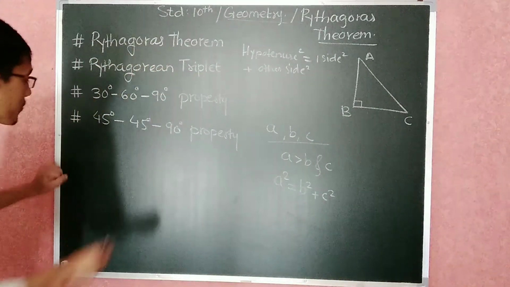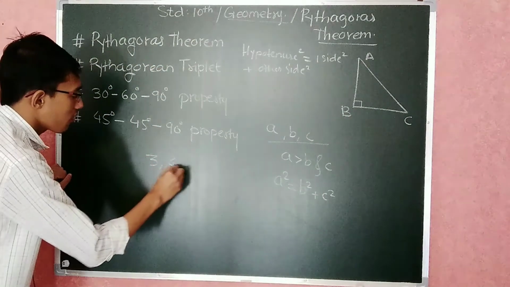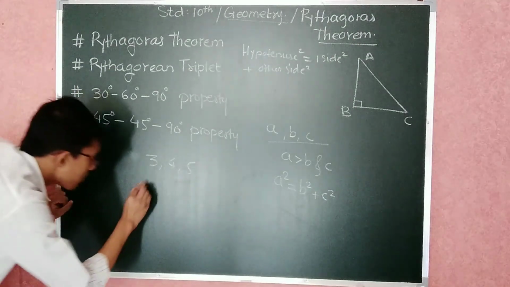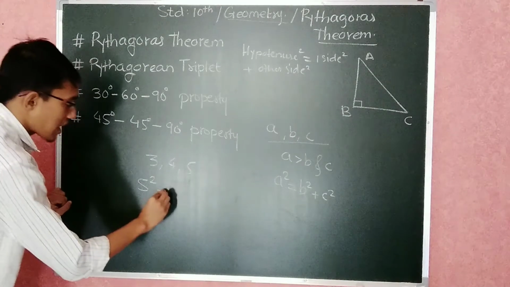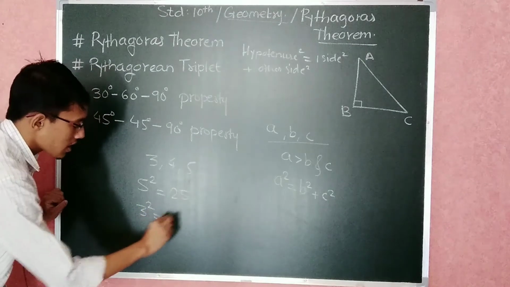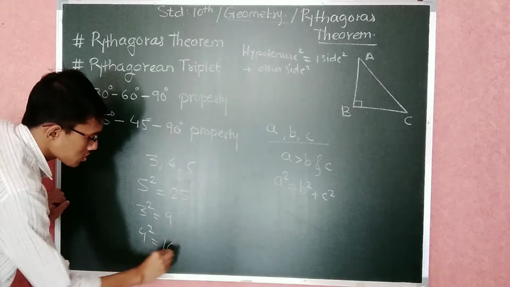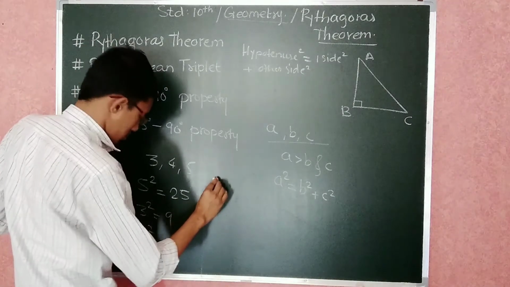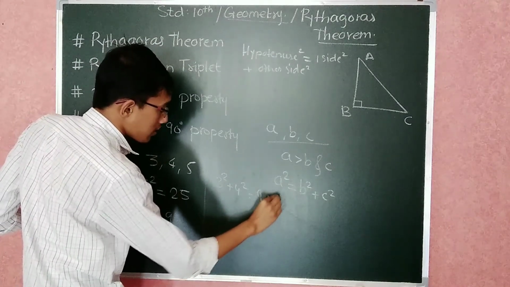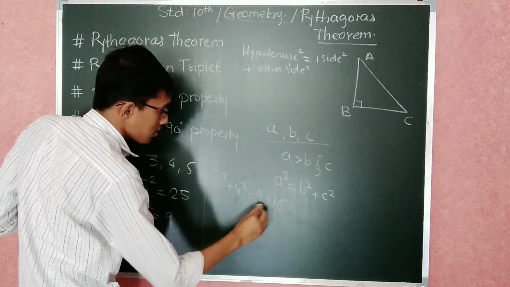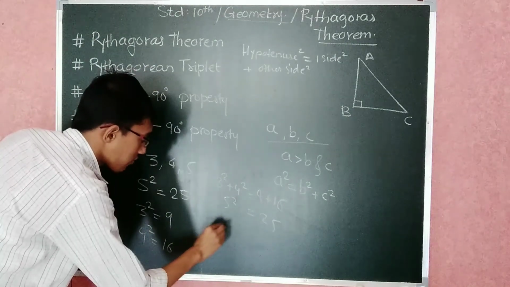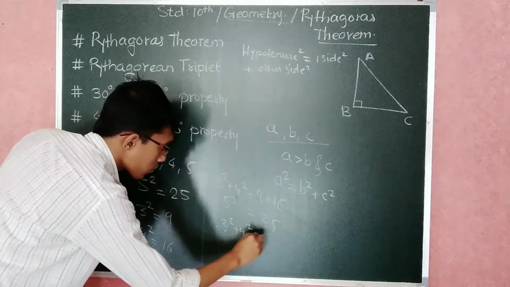For example, here I take three numbers: 3, 4 and 5. So which is the largest number among these? It is 5. So I will take the square of 5. So 5 square is 25. Then I will see the square of 3, it is 9, and square of 4 is 16. Then 3 square plus 4 square, that is 9 plus 16, is nothing but 25, which is equal to 5 square. Therefore 3 square plus 4 square is equal to 5 square.